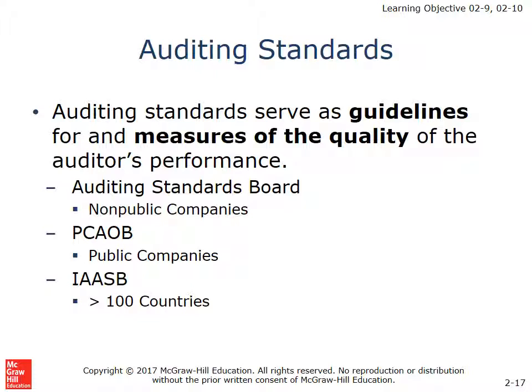Okay, AICPA is the organization where the Auditing Standards Board is housed. They make auditing standards for non-public company audits. The PCAOB is making auditing standards for public company auditors. And then the IAASB are making auditing standards for all those international audits. So in the United States, we have 2 major standards boards.